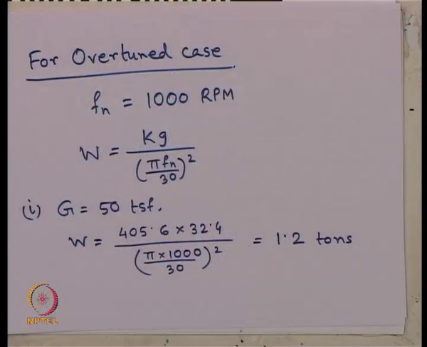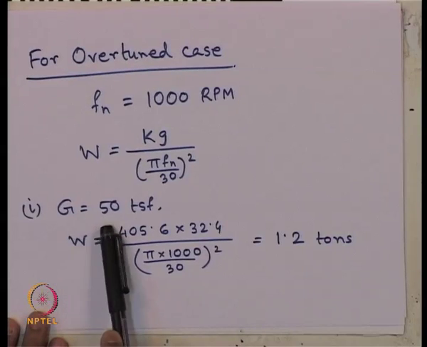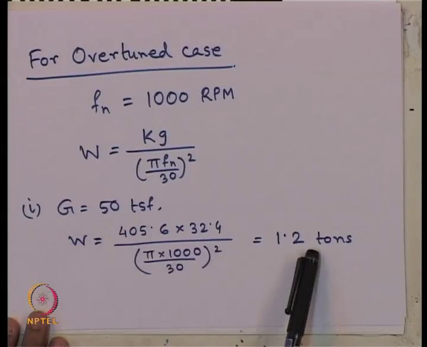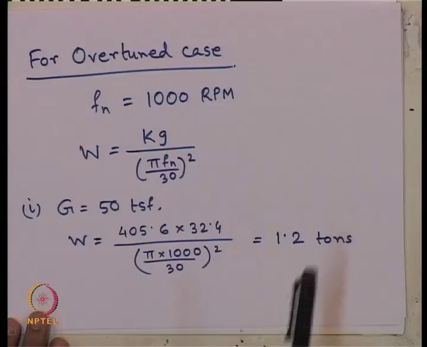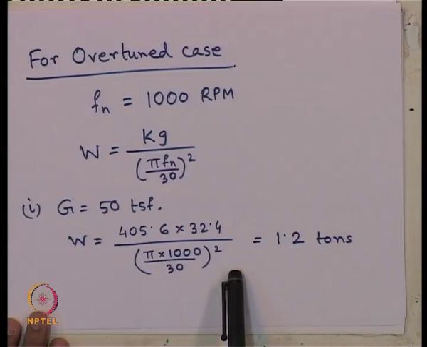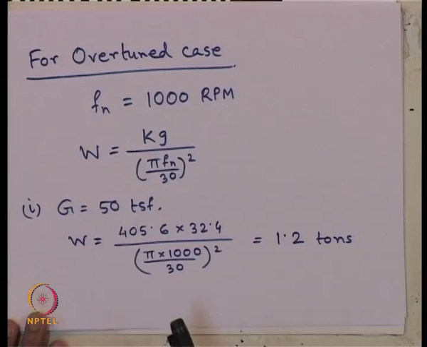That is the reason why we are doing this. So, what we found for G equals to 50 TSF in both the cases of undertuned and overtuned, theoretically no foundation is required to be provided, but for the practical implications we provided the minimum size. That is why the minimum thickness of the footing as 150 millimeter is provided.